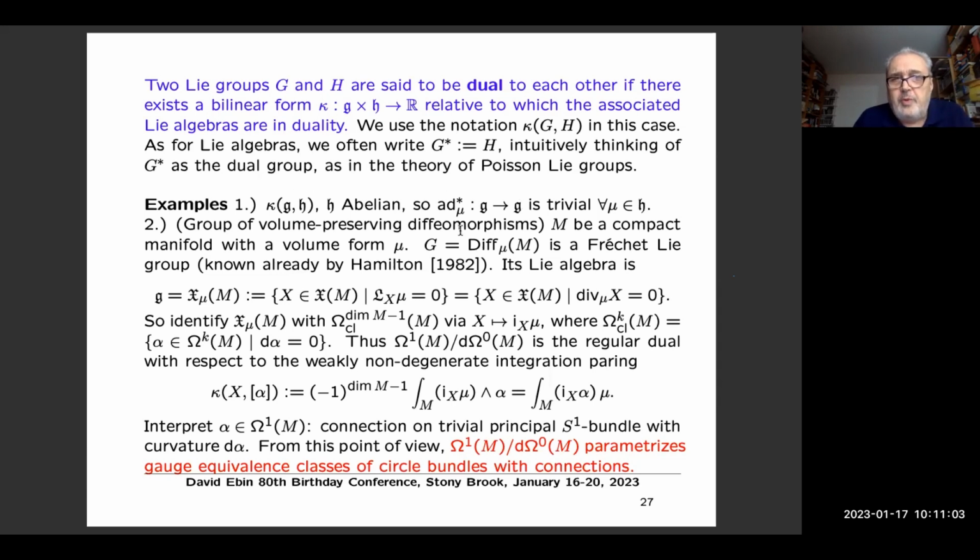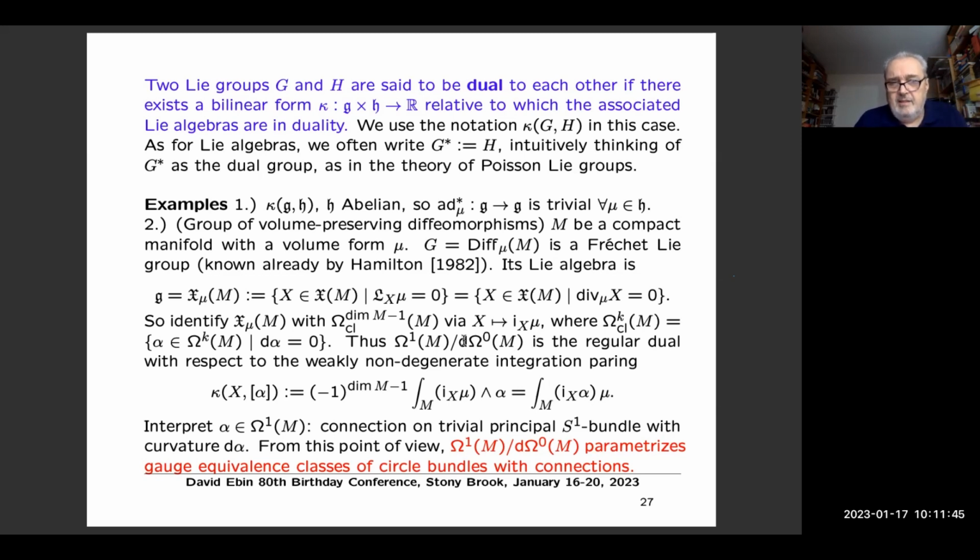How about the group of volume preserving diffeomorphisms? Here M is a compact manifold with the volume form mu, same notation. G is the volume preserving diffeomorphisms. It's a Fréchet Lie group. This was already known a long time ago by Hamilton. Its Lie algebra is divergence-free vector fields. I kill the boundary so that I don't have any trouble, right? So I identify omega m with dimension m minus 1 closed forms on M. How? Take the interior product. Okay, I take the quotient. This is the quote-unquote regular dual.